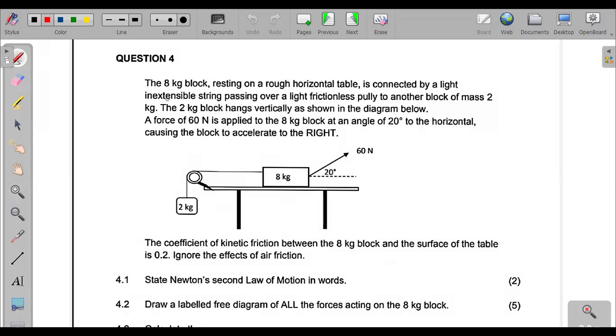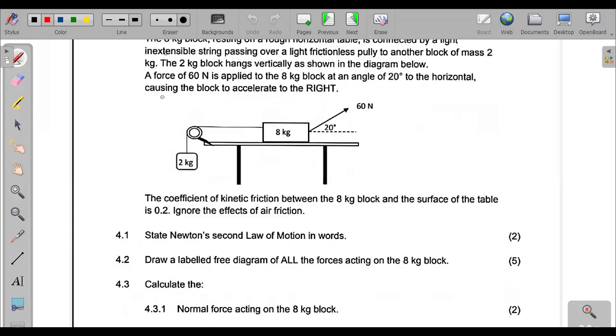The 2 kg block hangs vertically as shown in the diagram below. The force of 80 Newton is applied to the 8 kg block at an angle of 20 degrees to the horizontal, causing the block to accelerate to the right. The coefficient of kinetic friction between the 8 kg block and the surface of the table is 0.2. Ignore the effects of air friction.